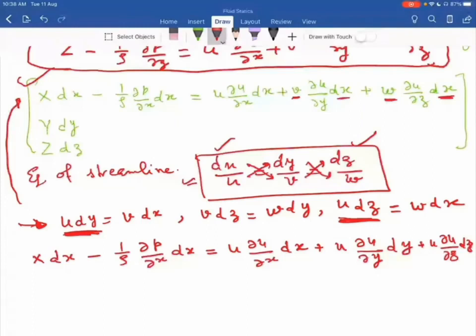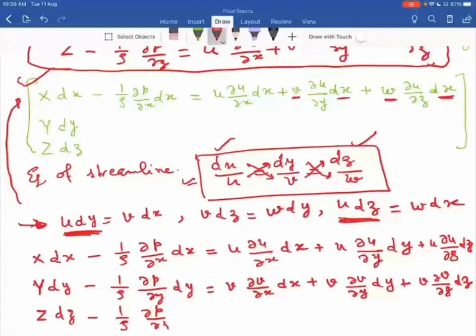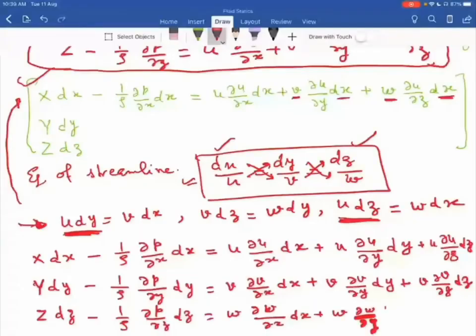ठीक है, नेक्स्ट इक्वेशन मैं ऐसे लिख रहा हूं, वो आप करके देख सकते हो. Your next equation comes Y dy minus 1 by rho ∂p/∂y dy equal to, now that equation comes with v ∂v/∂x dx plus v ∂v/∂y dy plus v ∂v/∂z dz. Z dz minus 1 by rho ∂p/∂z dz equal to, that is with w ∂w/∂x dx plus w ∂w/∂y dy plus w ∂w/∂z dz.